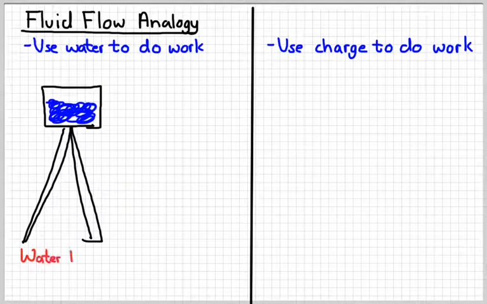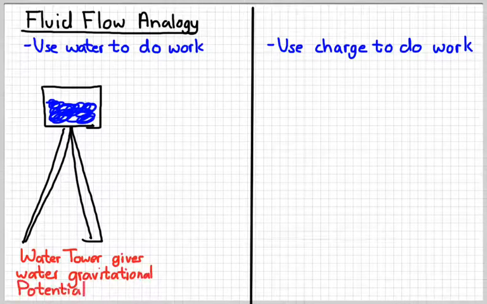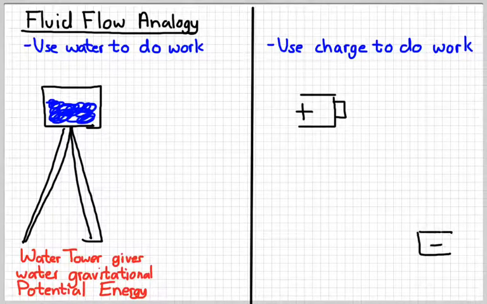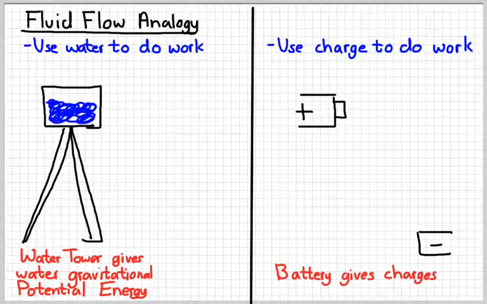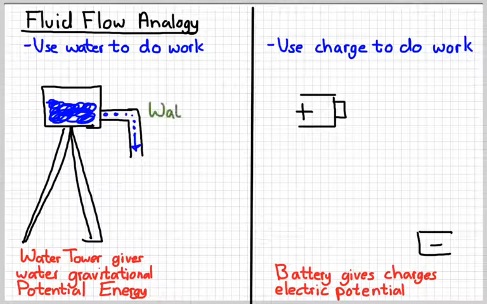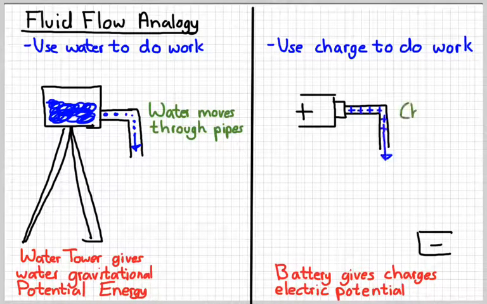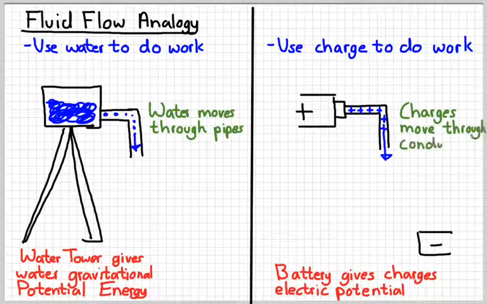Water gets its energy from a water tower. You see these things in the middle of town, they're really tall. We put the water at the top of them to give the water gravitational potential energy, just like we give charges electrical energy by putting them in batteries. The difference is that a battery has to have two ends, whereas the water tower, all we need is the one end. Water moves through pipes the same way that charges move through wires.